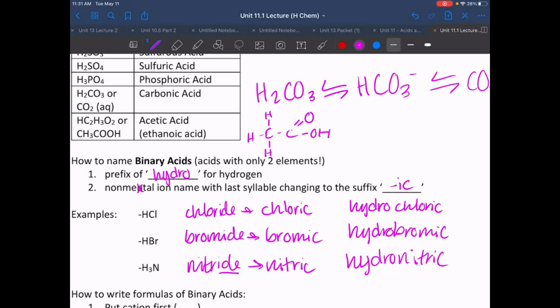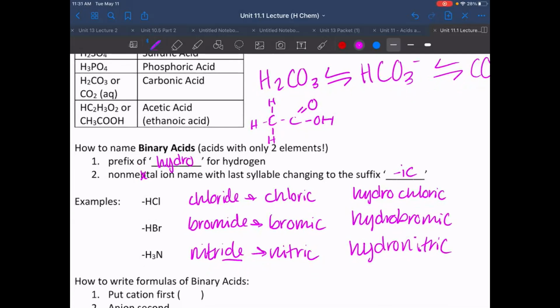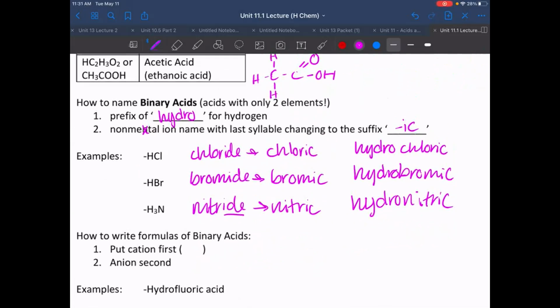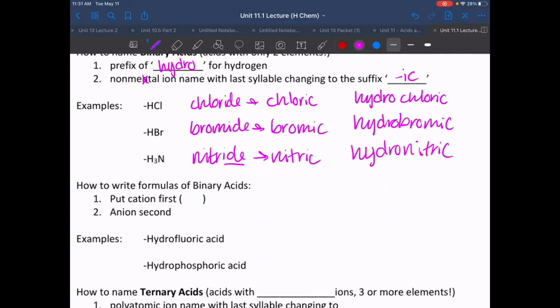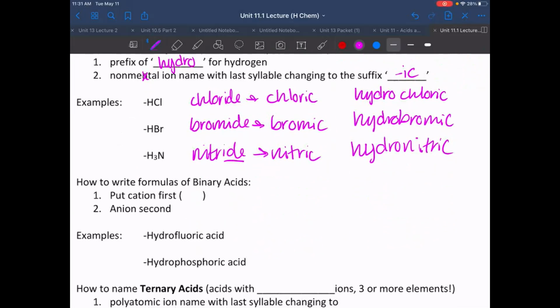Okay. So if you were given the name, it's the same kind of practice as we've had before, where we always put our cation first. But what is our cation in every single one of these now? Hydrogen. That's our positive. So we always are going to write our hydrogen first and our anion second. So hydrofluoric will be hydrogen and fluorine. Hydrophosphoric is going to be hydrogen 3 and then phosphorus.